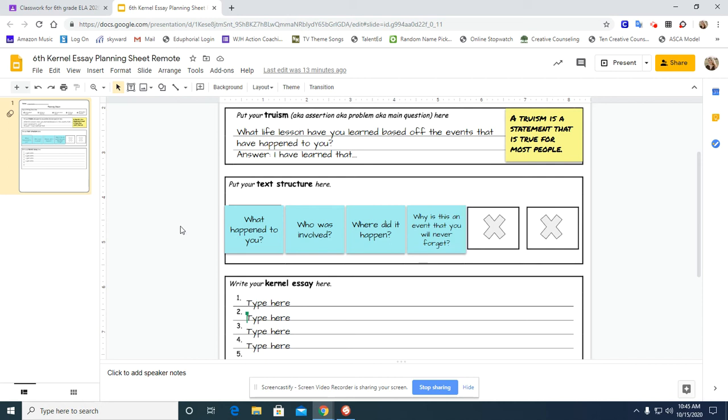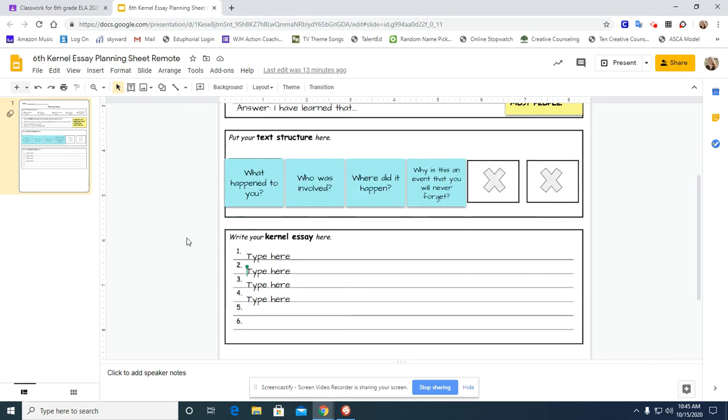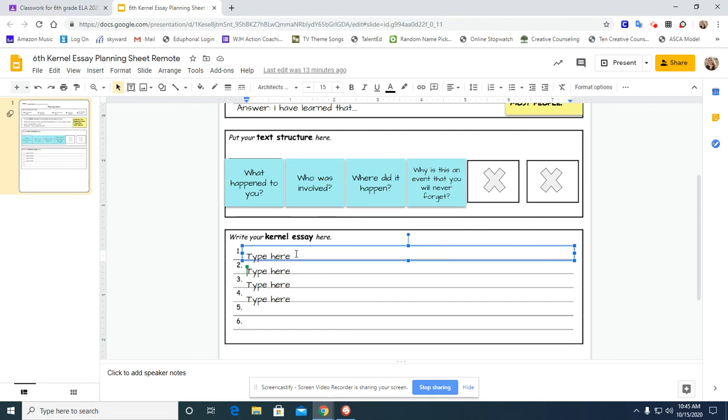So let's take a look at what each paragraph is going to be about. The first paragraph is going to answer, what happened to you? The second paragraph is going to answer, who was involved? The third paragraph is going to answer, where did it happen? And the fourth paragraph is going to answer why this is an event that you will never forget. So we're going to have you type in the answers.